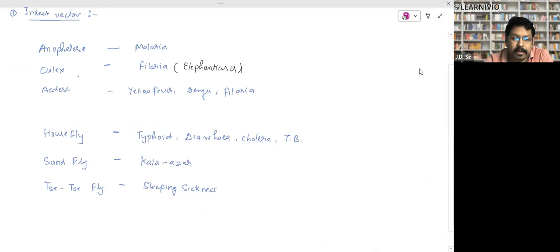So these are the diseases which are caused by vectors. What is a vector? A vector is basically an organism which takes disease from one point and transfers it to some other. For example, nowadays it is summertime, and you will find sugarcane juice everywhere.